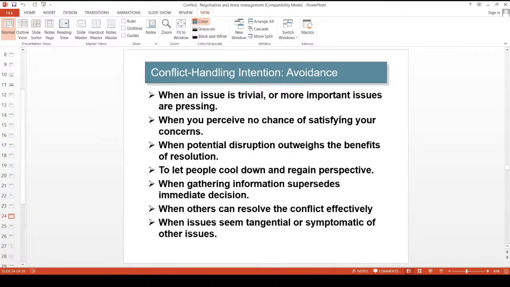Avoidance also applies when gathering information supersedes immediate decision, or when others can resolve the conflict effectively. So when you think that the conflict cannot be resolved effectively by yourself, you can avoid it. When an issue seems tangential or symptomatic of other issues, when the issue to be resolved is not so important as compared to the other issues, then you use this avoidance approach.